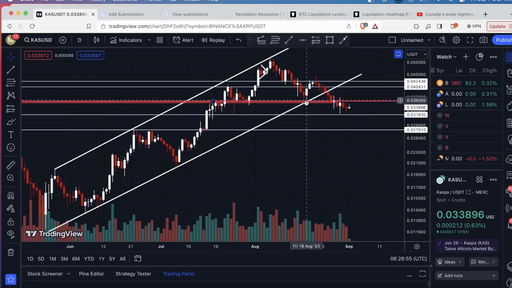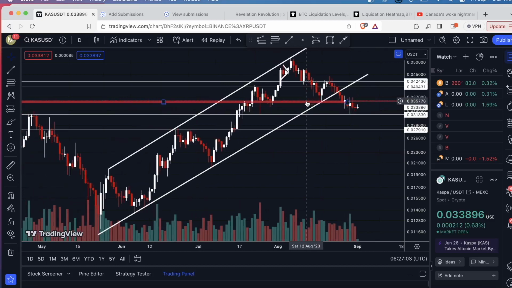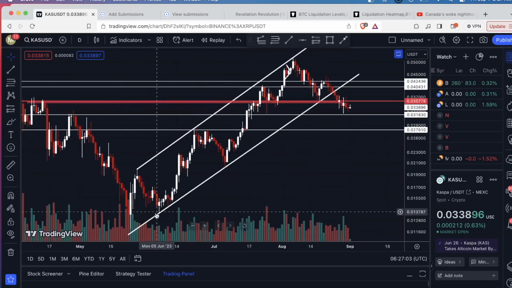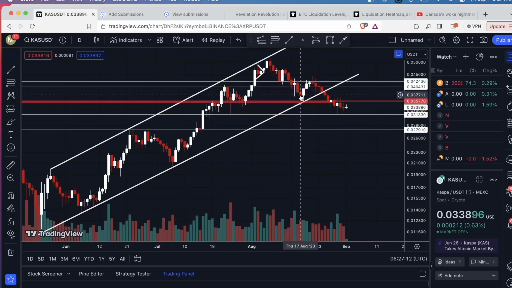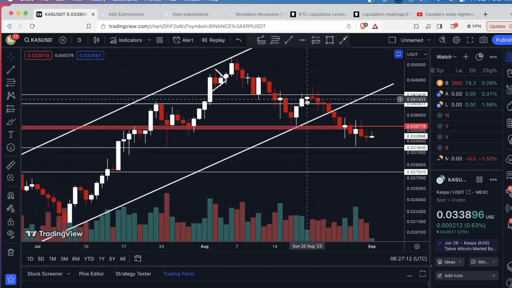And I suggested now would probably be a decent time to get in because we had the confluence of this horizontal level of support, and it was kind of lining up with this upsloping level of support from this ascending channel. So the price was right around here. And if you took that trade, you could have had a pretty decent return.